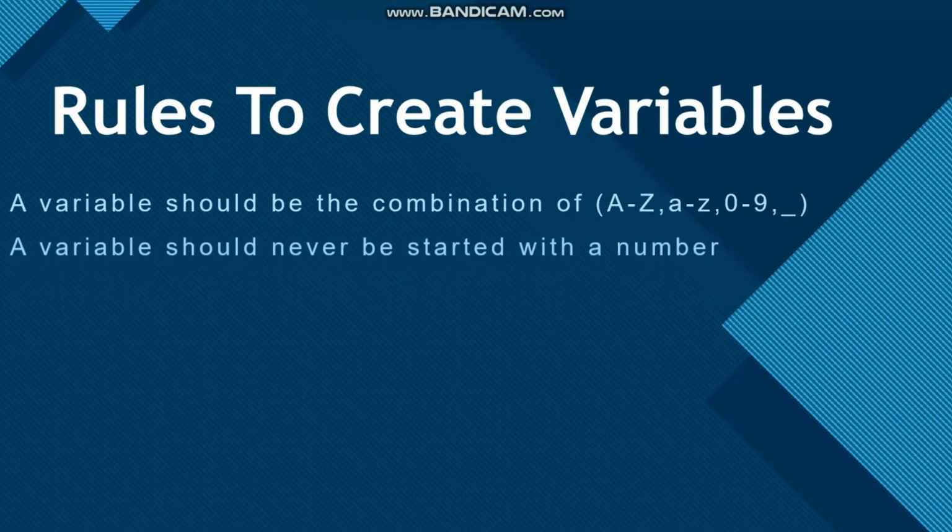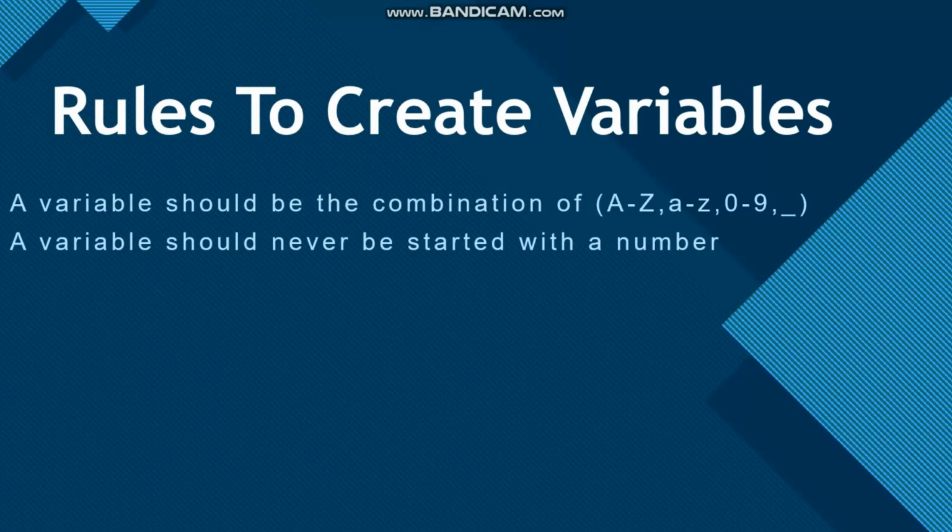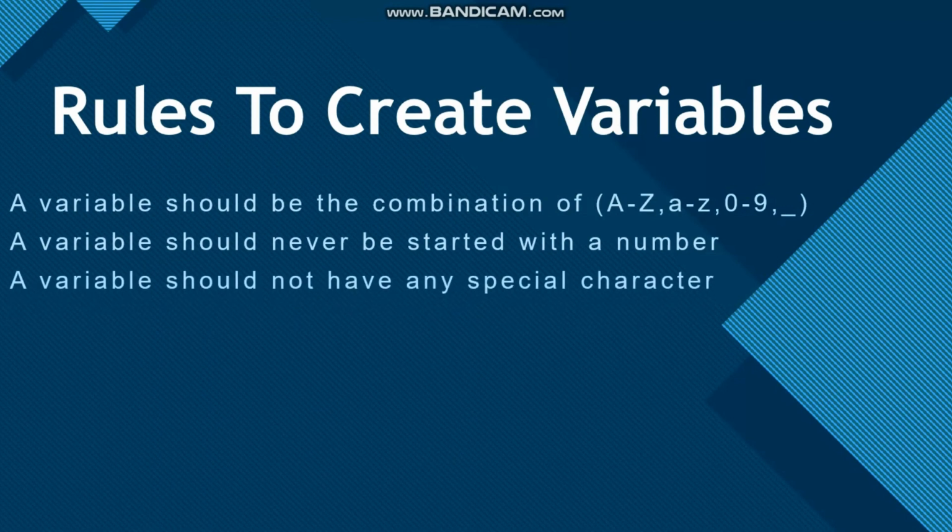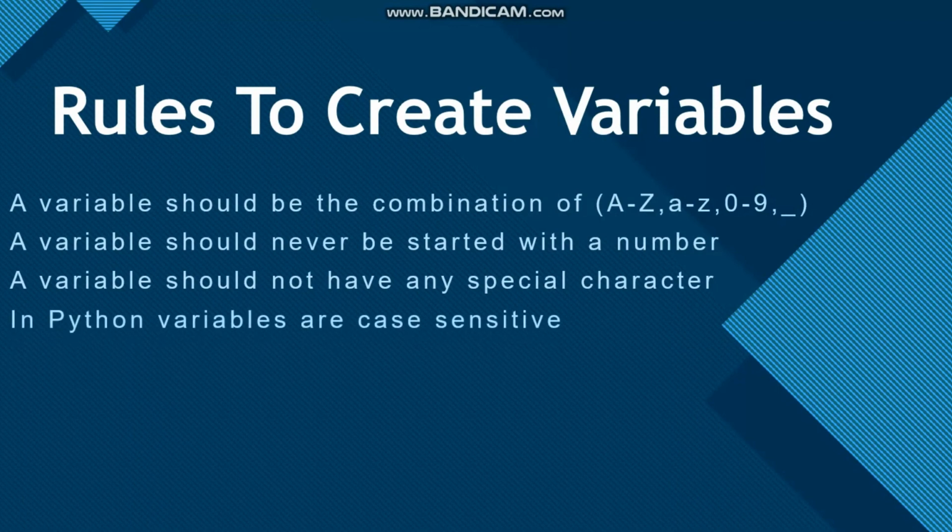A variable should never be started with a number. We should not start a variable with a number. And a variable should not have any special character. Special characters are like asterisk, hash symbols, dollar symbol, percentage symbol, all these symbols are nothing but special characters. These special characters are not allowed, and even spaces between the variable name are not allowed. And also in Python, variables are case sensitive.